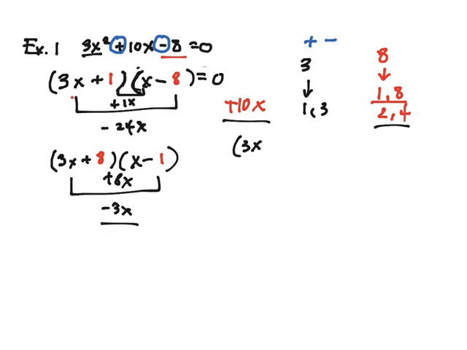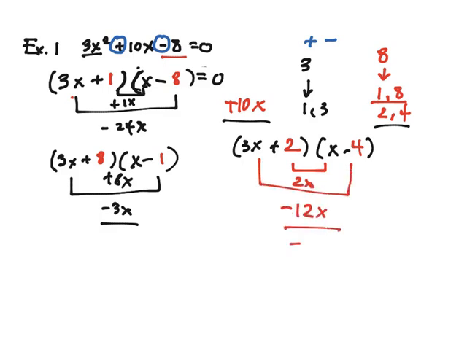We have 3x plus, and then we have x minus. Okay, let's go ahead and try 2 and then 4. So we have inner, which is 2x, and then outer, which is negative 12x. That gives us negative 10x. So we have plus 10, and we have negative 10. How can we come up with positive 10?